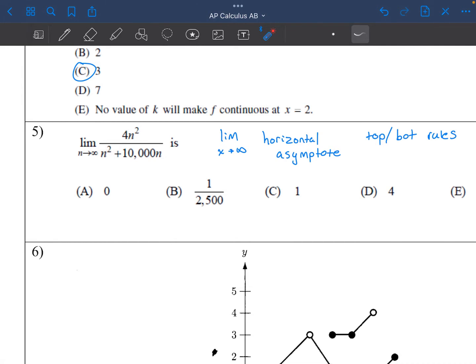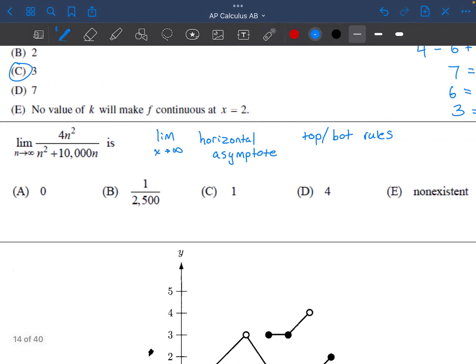So if the top had a bigger power, then the answer would be infinity. If the bottom had a bigger power, the answer would be 0. But because they match, it's going to be a magic fraction. And the magic fraction says ignore everything else, and then you just take the coefficients, 4 for the top, and I guess 1 here for the bottom, and the answer is going to be those coefficients, 4 over 1, and the answer is just 4.